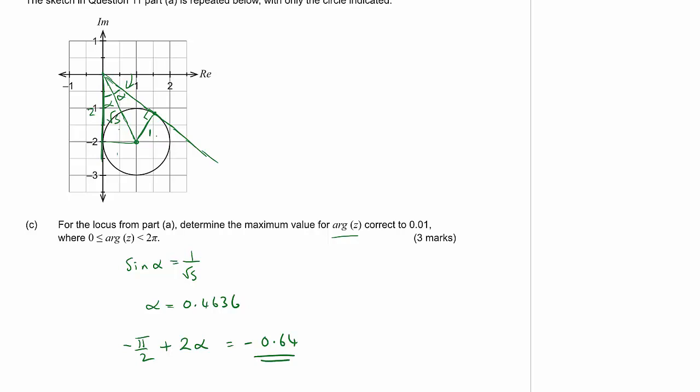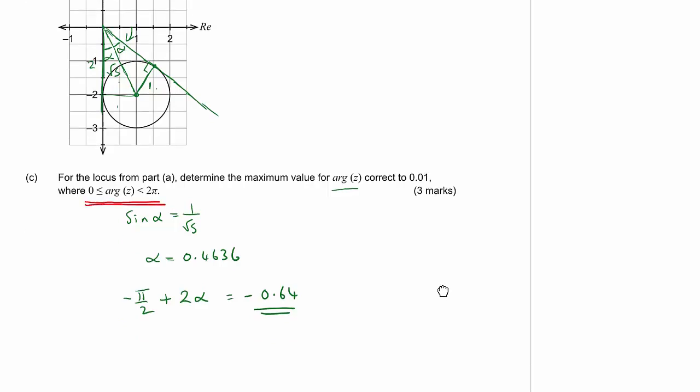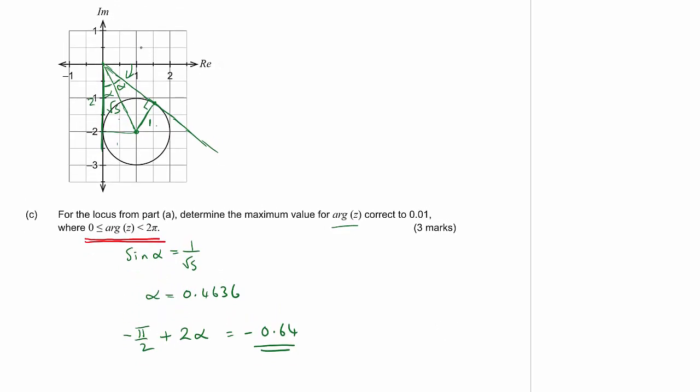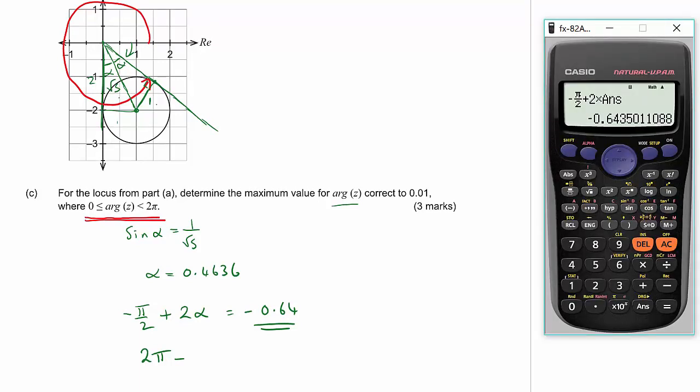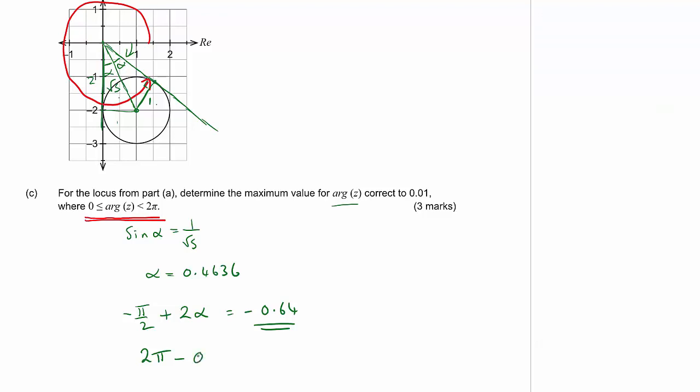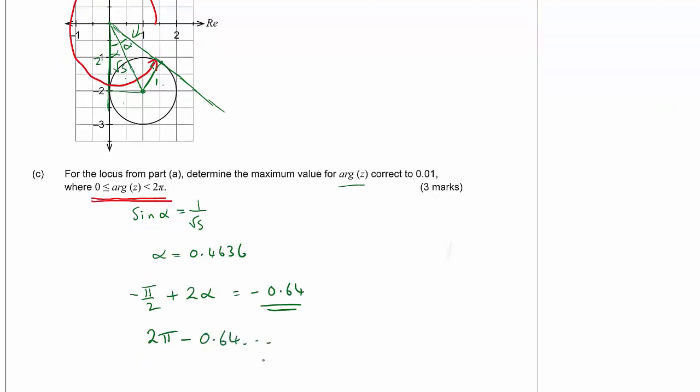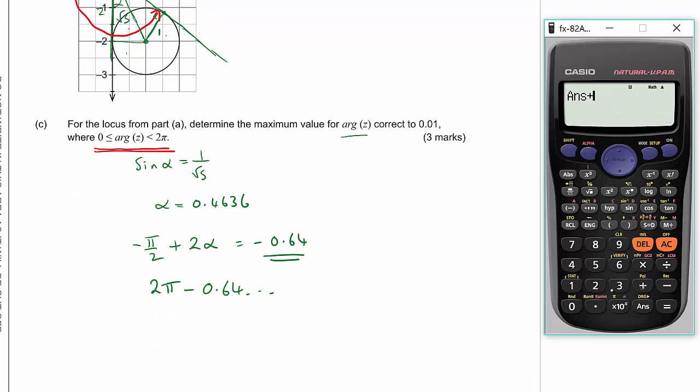Now just coming back to the question, I can see that the argument is not required in its usual range. So if we want it from 0 to 2 pi, the angle that we actually want is going to be all the way around to here. So that is going to be 2 pi take away our negative 0.64. I've still got that on the calculator, haven't I? So I'm going to say take away 0.64, because I can use that value. So I'm just going to add 2 times pi to that, and that gives me 5.64.